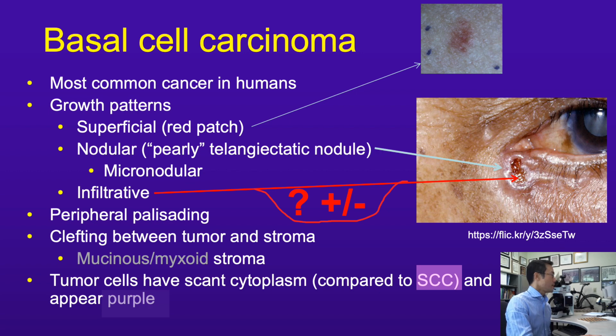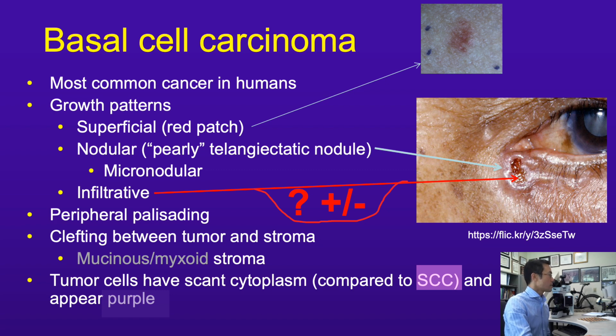Infiltrative BCC doesn't always have as distinctive of a clinical appearance compared to superficial and nodular BCC. It often is kind of insidious. It's difficult to judge exactly how much undermining or deep extension of an infiltrative basal cell carcinoma might be present from the clinical appearances alone. Histologic hallmarks of all subtypes of basal cell carcinoma include peripheral palisading of the tumor and clefting between the tumor and adjacent stroma, typically with a myxoid mucinous appearance.